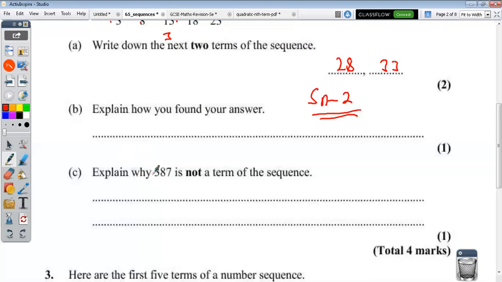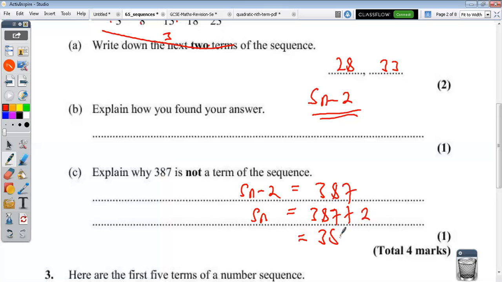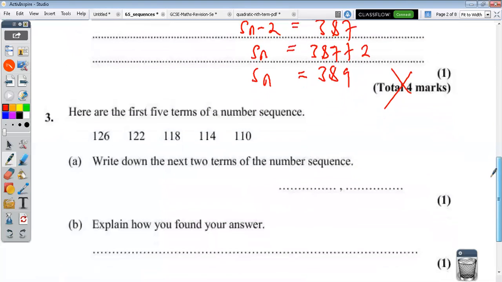Now they're saying, explain why this is not a term of that sequence. So it's this formula. If 5n minus 2 is equal to 389, n should always be a whole number. If n is not a whole number, it means this is not part of this sequence. Does that make sense? Take the 2 to the other side. This is a minus 2, so it becomes a plus 2. And we get 391. We know that that is not divisible by 5. It leaves a remainder. So it means it's not a term in that sequence.